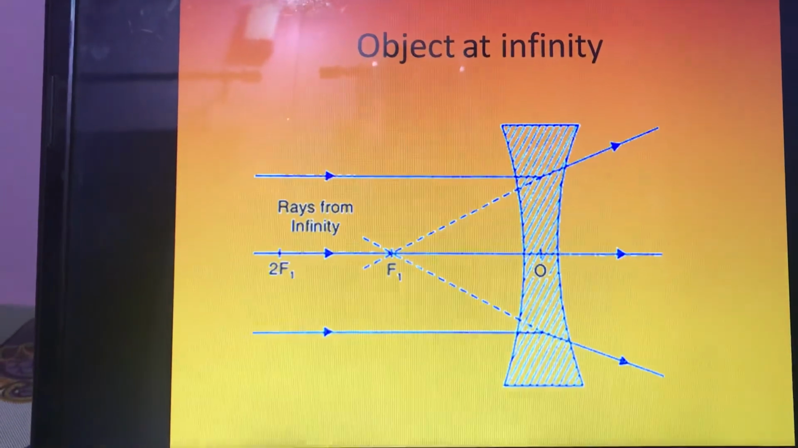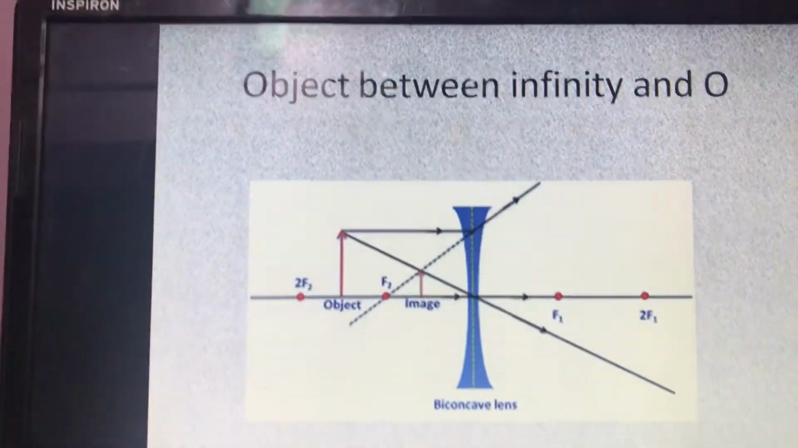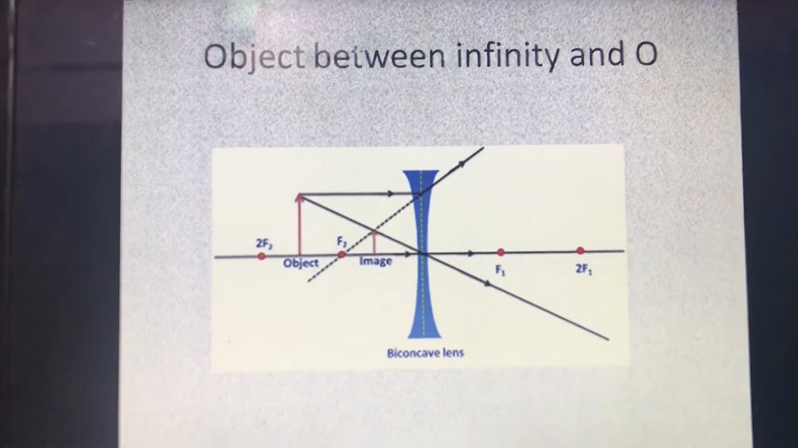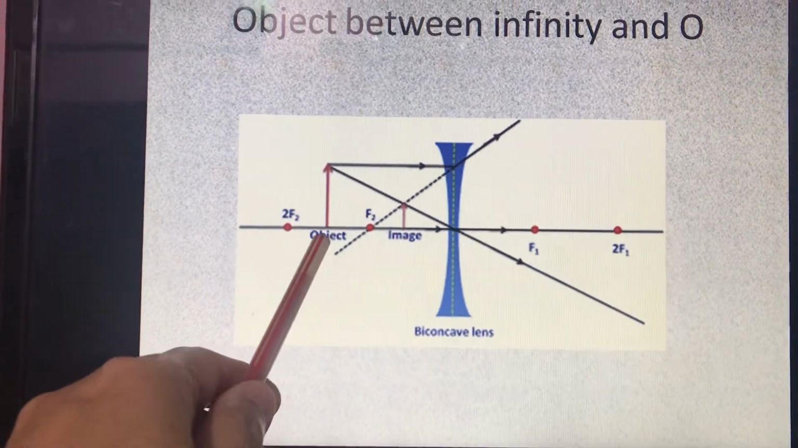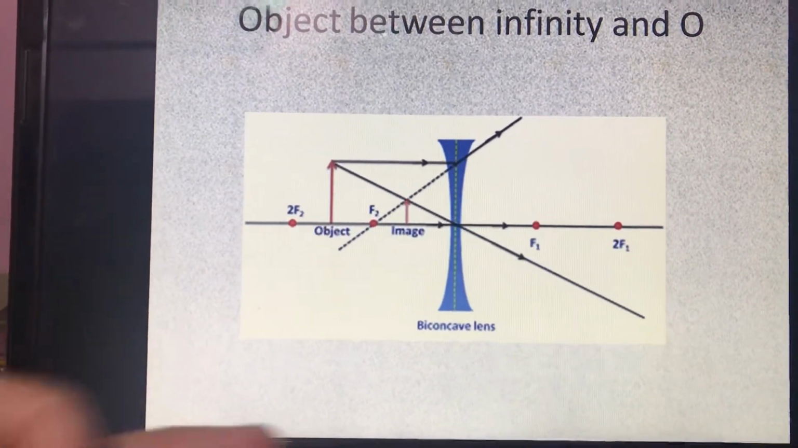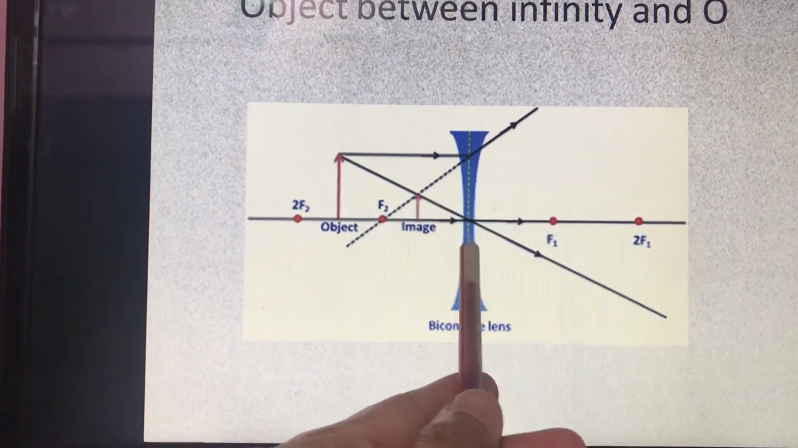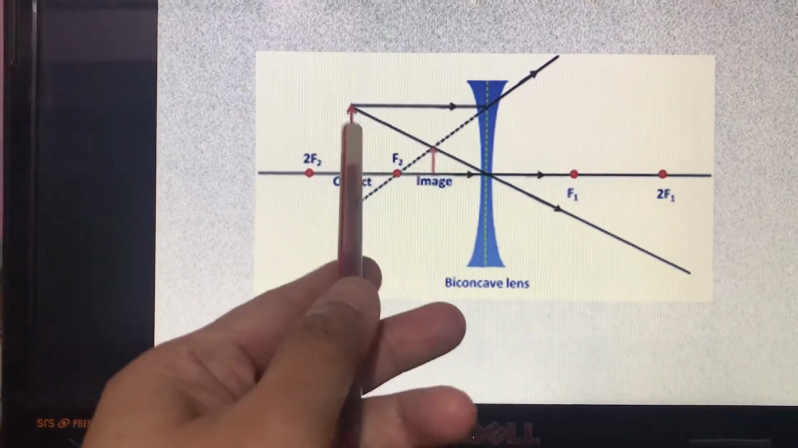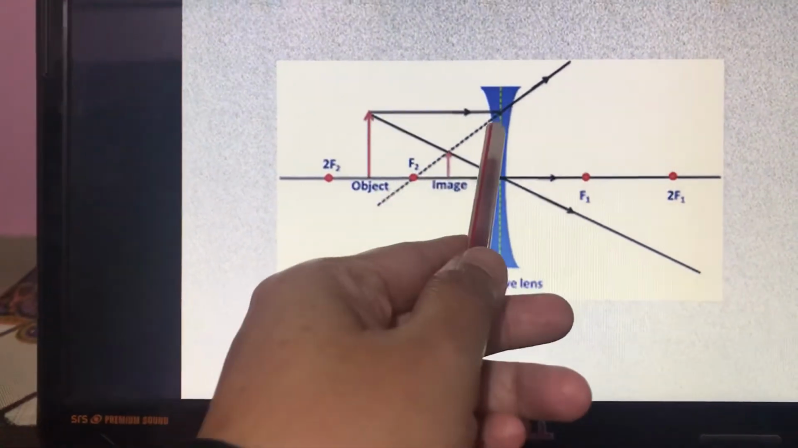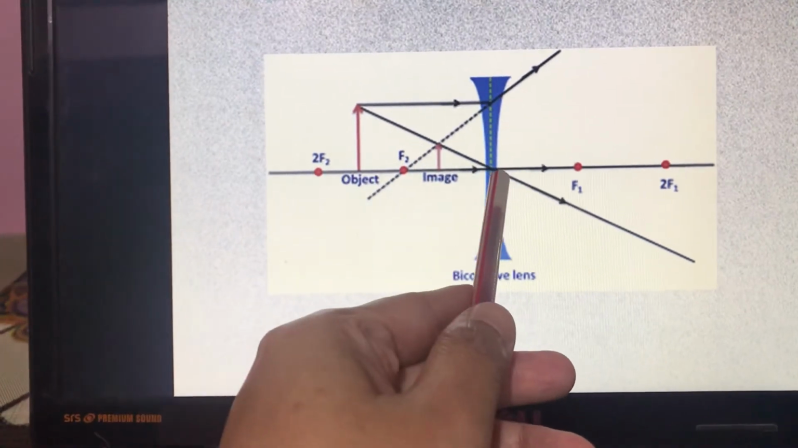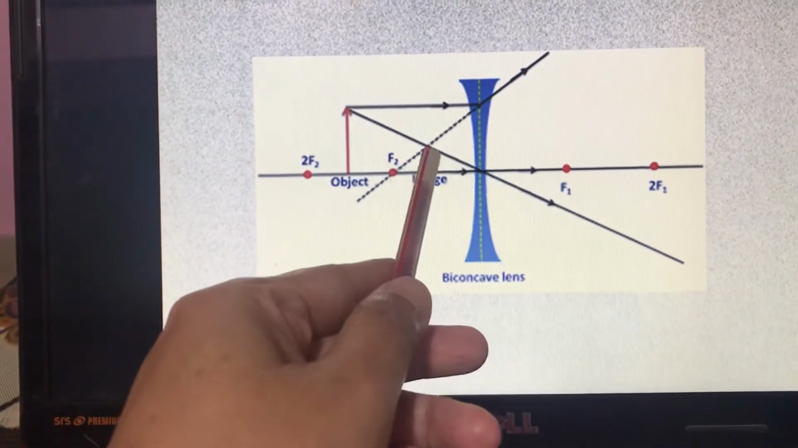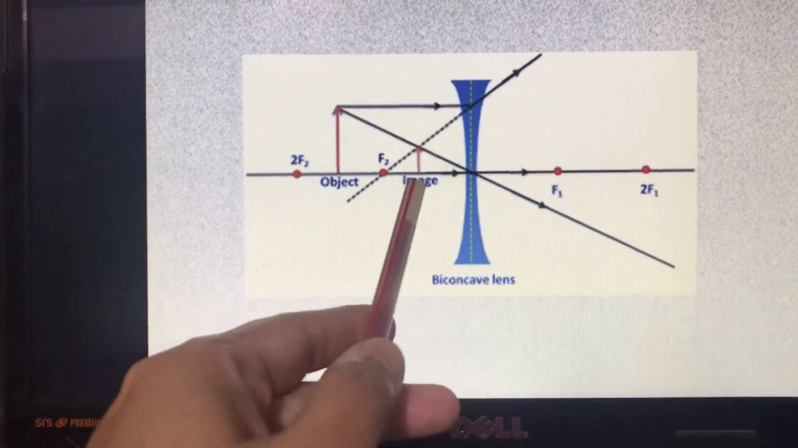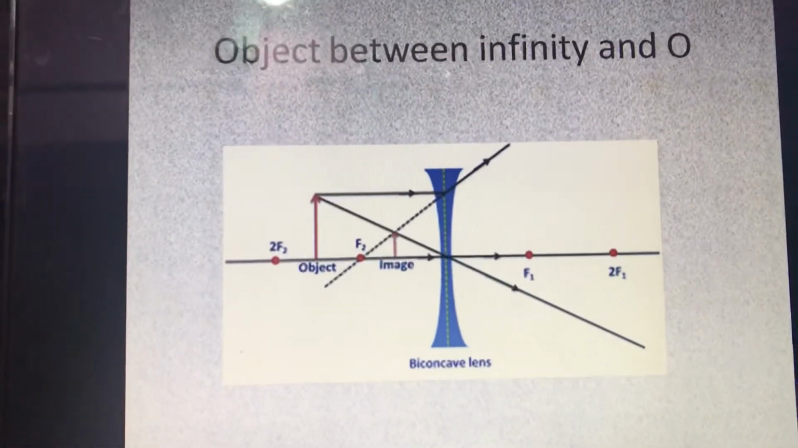At focus. The next position for this concave lens is anywhere between infinity and O, the optical center. So the image would be formed between O and F1, right? You take the same two rays, one parallel to the principal axis and one passing through the optical center. After extending, they meet at this point. So the image is virtual, erect and diminished in size, right?